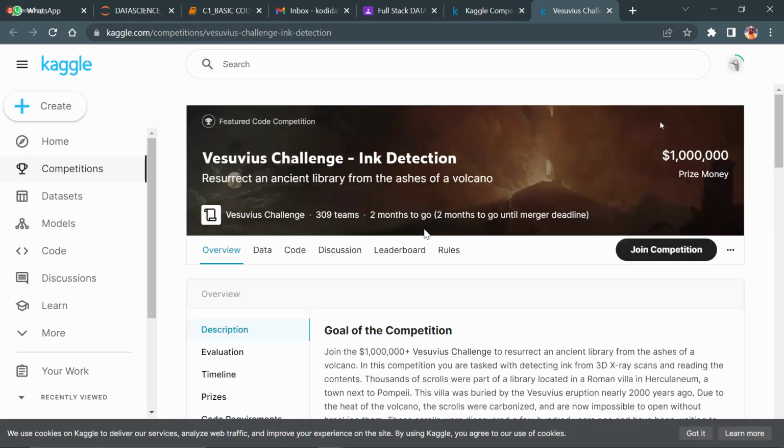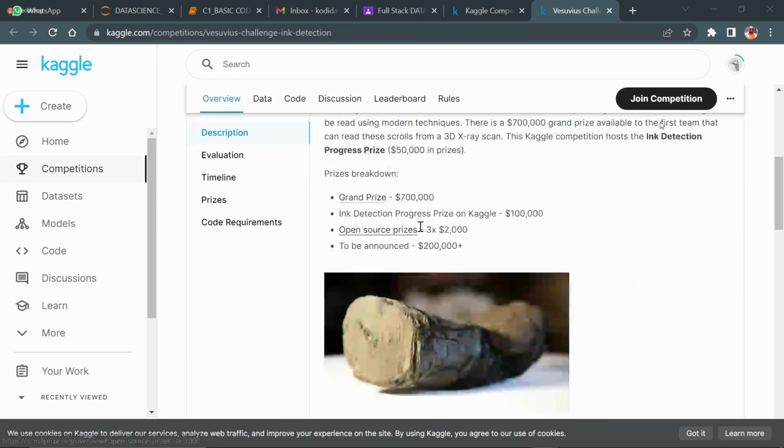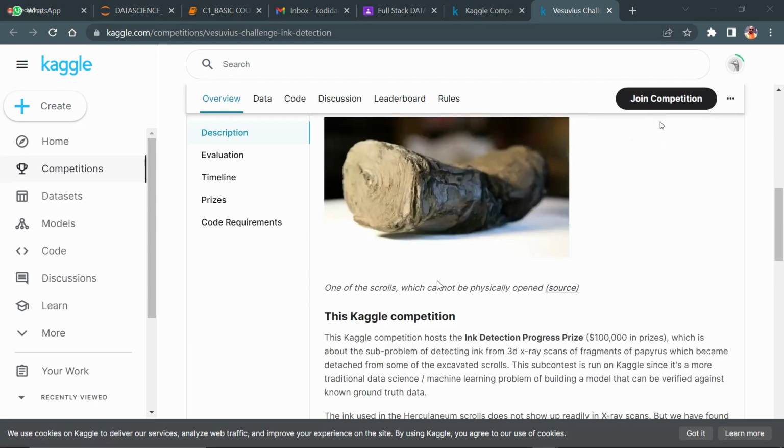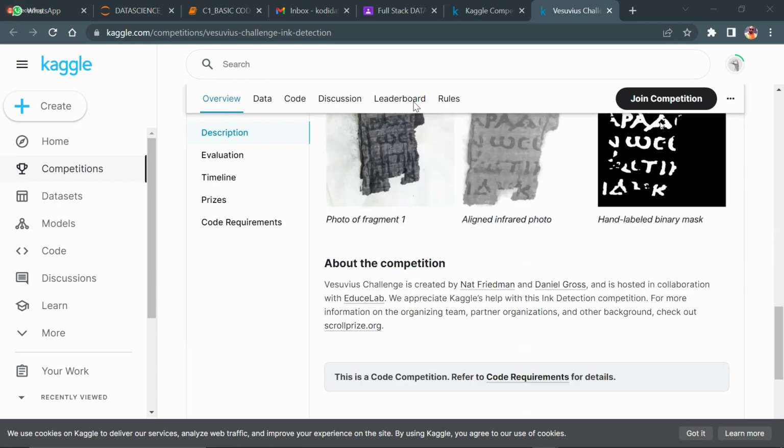Now you say, sir, I'm a strong Java developer. So please apply this and try to compete. Are you getting my point, guys? Now let's go back. Here, it is about reading ancient libraries from the ashes of the volcano. I hope you are trying to predict the grand prize, ink detection, progress prize on Kaggle, and these are all the competitions we have, guys. I hope you understand. In detail, that's a huge amount of money.